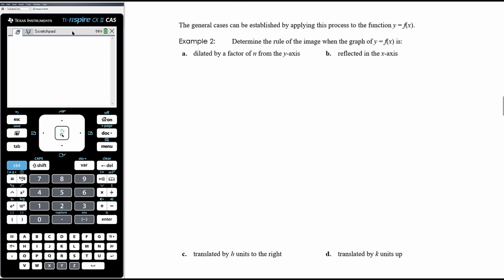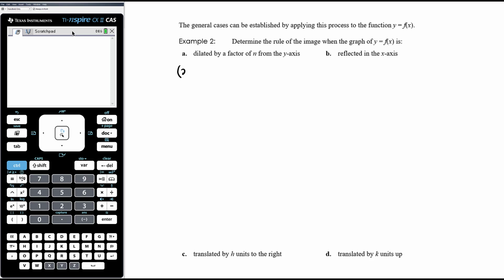Okay, so let's generalize these things and just establish that this is still consistent with what we looked at in the previous video. So the general cases can be established by applying this process to a function y equals f of x, so a general function rather than a specific function. So for this example, we want to determine the rule of the image when the graph of y equals f of x is, in part A, dilated by a factor of n from the y-axis.